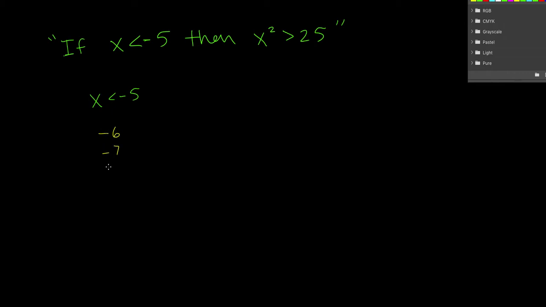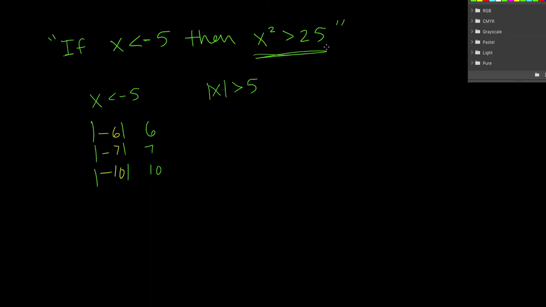-6, -7, -10. So if x is less than -5, then we know that the absolute value of x is greater than 5, right? Because if we took the absolute value of that, it would be 6. Absolute value of that would be 7. Absolute value of that would be 10. And all those numbers are larger than 5. Okay, so we have that statement.